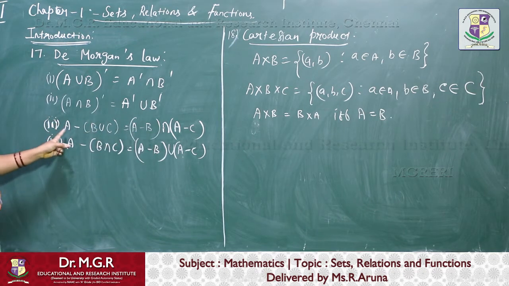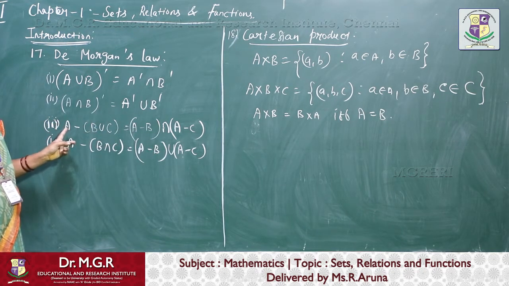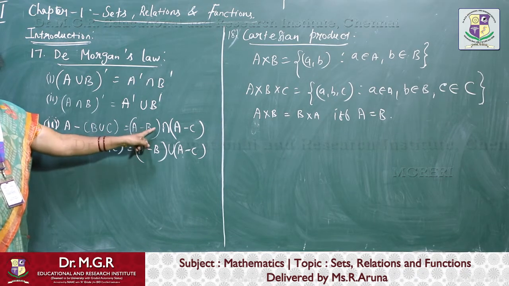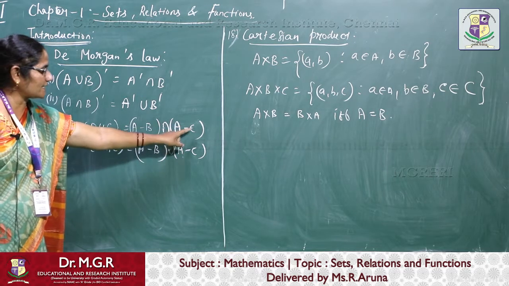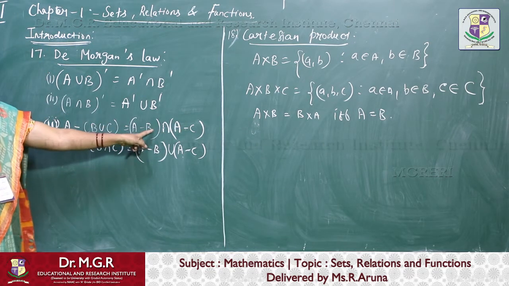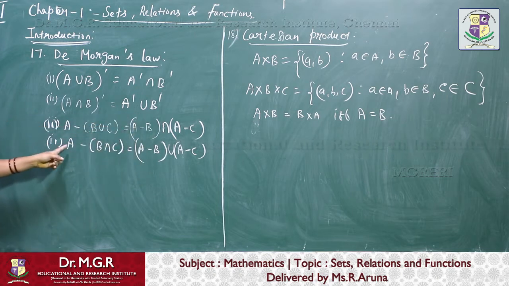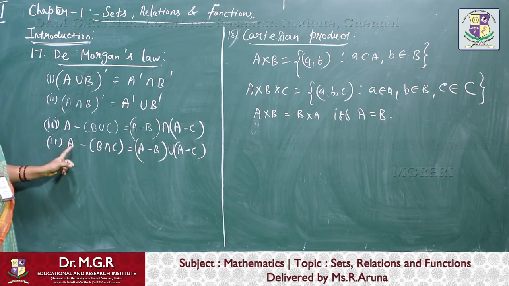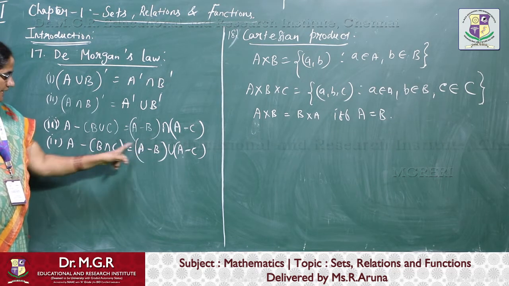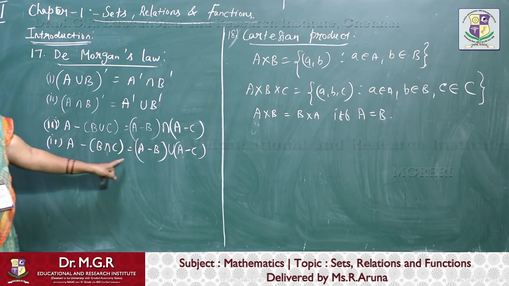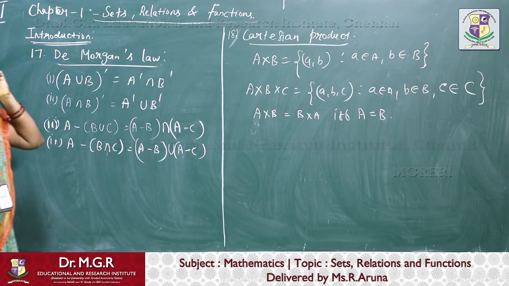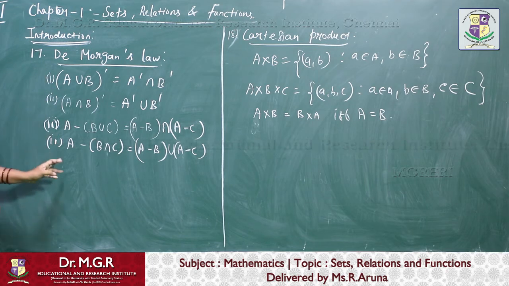We shall see what is the third law which De Morgan has stated. A minus B union C is equal to A minus B intersection A minus C. That is, minus is nothing but the difference of two sets. We have already defined it. Next, the fourth one is A difference B intersection C is A difference B, and since here it is intersection, we invert that to union, A difference C. So these are all the basic four De Morgan's laws.